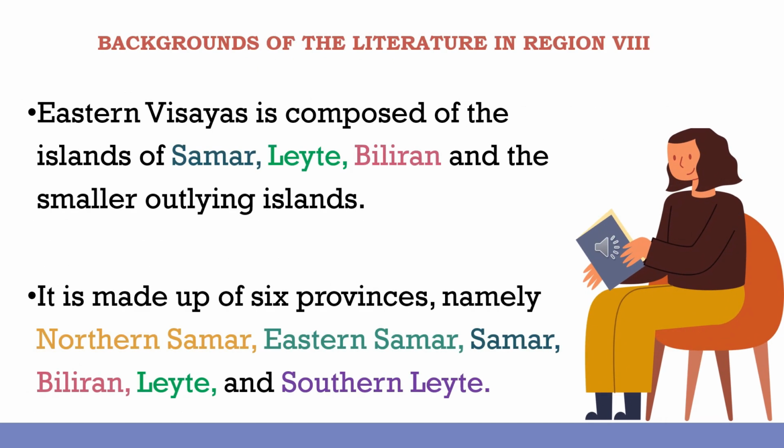Alright, now that we are done with our discussion on the different basic elements of poetry and its examples, this time let us proceed to backgrounds of the literature in Region 8. Eastern Visayas is composed of the islands of Samar, Leyte, Biliran and the smaller outlying islands. It is made up of 6 provinces, namely Northern Samar, Eastern Samar, Samar, Biliran, Leyte, and Southern Leyte.